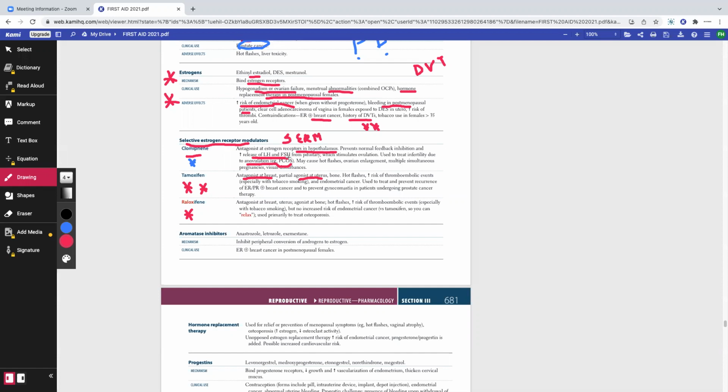But if a patient has a history of a uterine problem, let's say fibroid or PCOS or history of endometrial hyperplasia, are you going to give them tamoxifen? The answer is no, right? So always remember this. For example, if there's a patient who has a history of hysterectomy, they do not even have a uterus. In these patients, is it okay to give tamoxifen? Yes or no? The answer is yes.